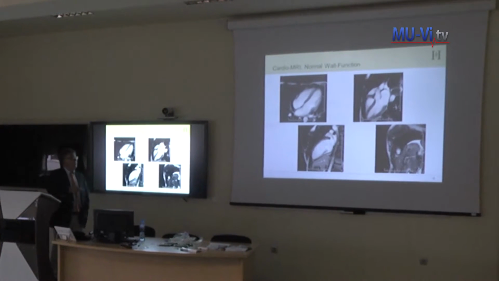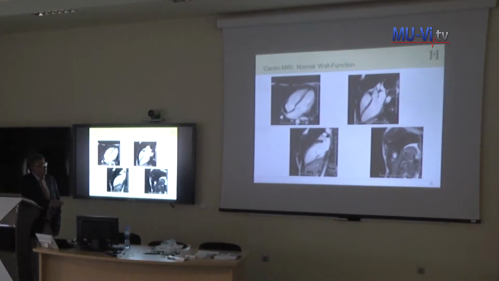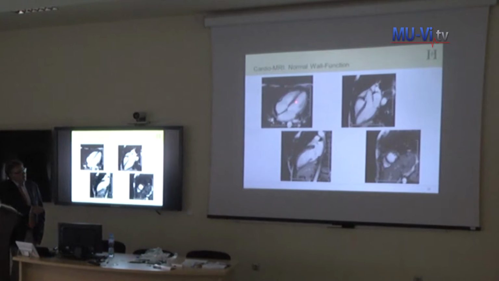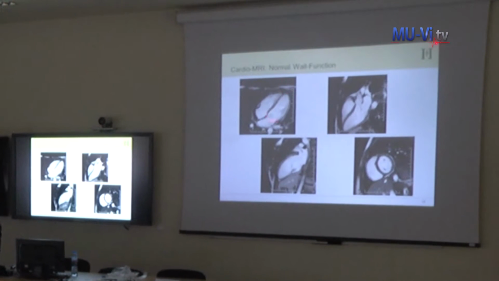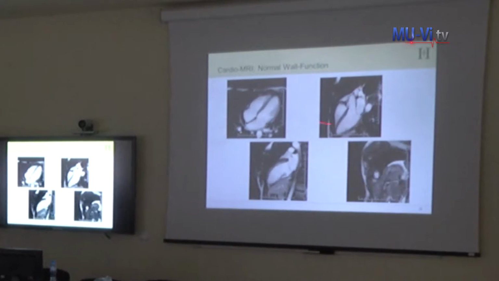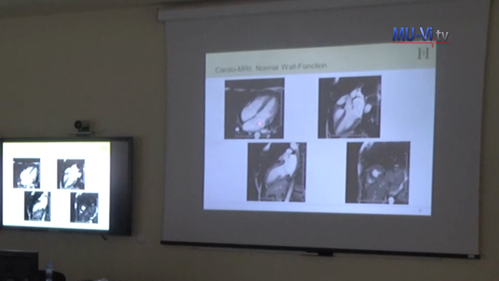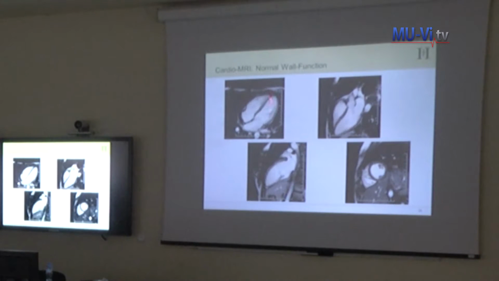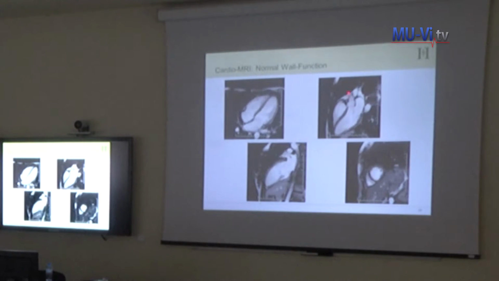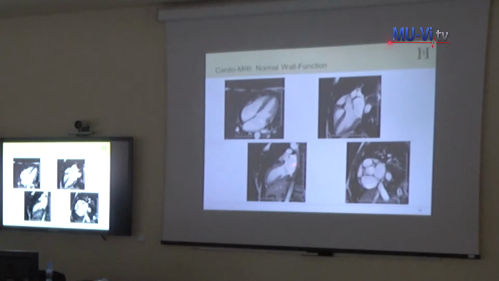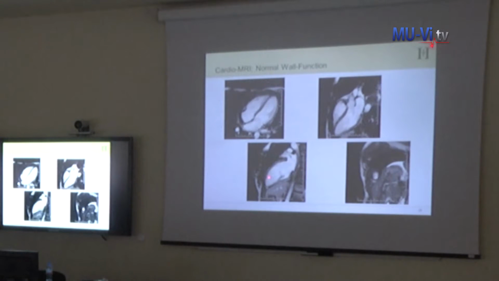This is what we see. Normally, we make 4 sequences to see the wall movement, the function and the anatomy. This is the 4-chamber view. This is the 3-chamber view. 4-chamber because of left and right atrium, left and right ventricle. 3-chamber view because of left atrium, left ventricle and aorta, the left ventricle outflow tract. This is a 2-chamber view, left atrium, left ventricle, and this is what we call the short axis.